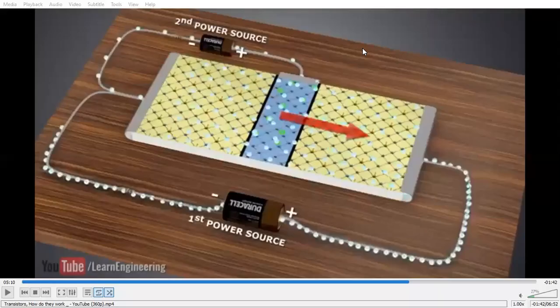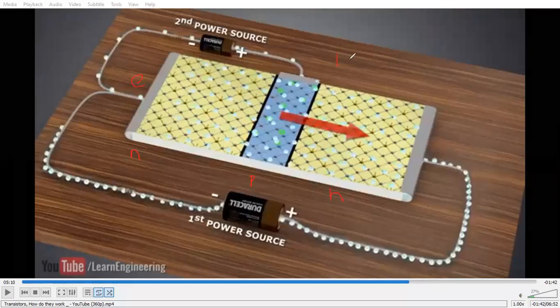This is another animation about your transistor. This is an NPN transistor. This will be your emitter, this will be the base, and this one will be the collector.